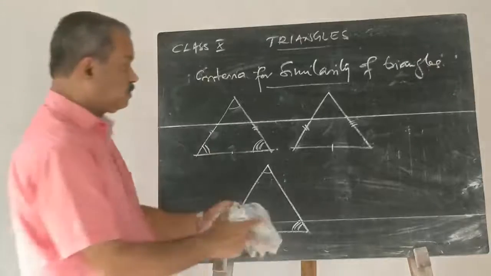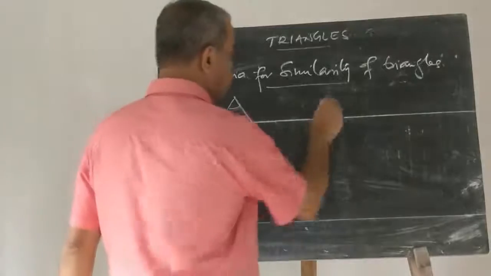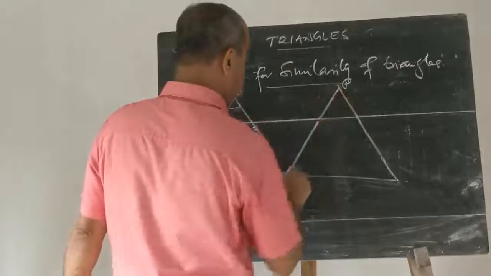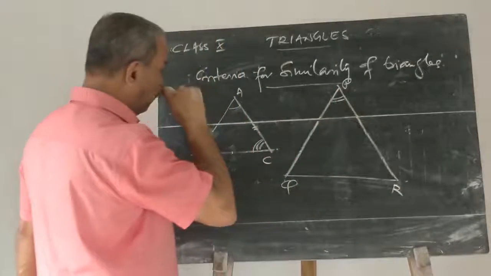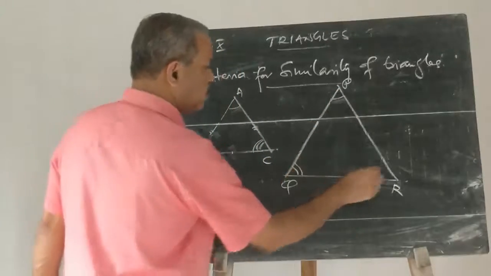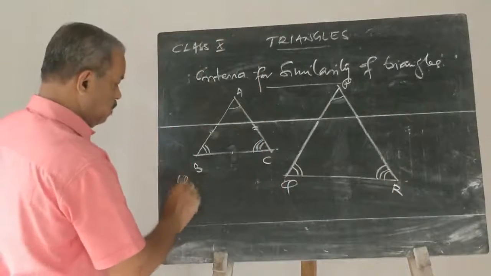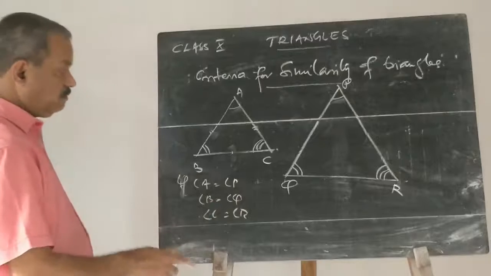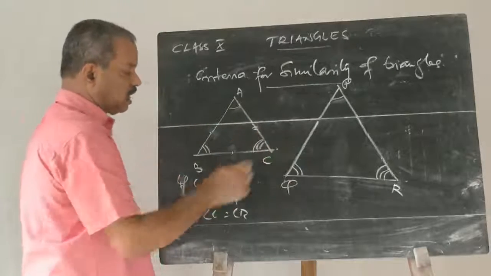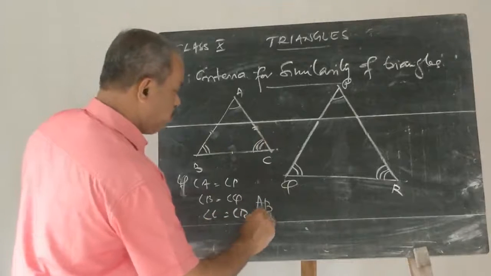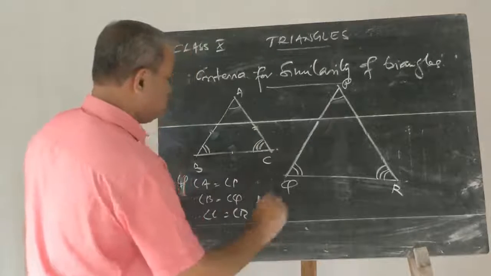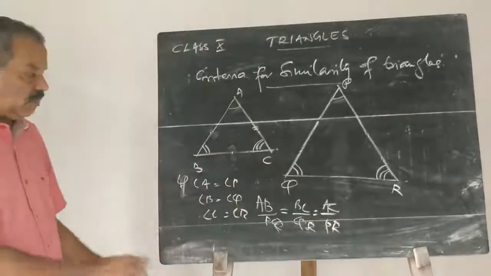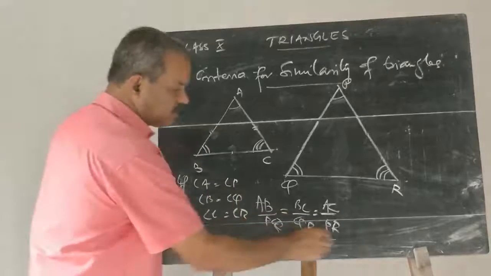That is, in triangle ABC and triangle PQR, angle A equal to angle P, angle B equal to angle Q, angle C equal to angle R. If angle A equal to angle P, angle B equal to angle Q, angle C equal to angle R, then we can see that the corresponding sides, AB by PQ, the ratio, is equal to BC by QR is equal to AC by PR. If these conditions are satisfied, then we get this result.